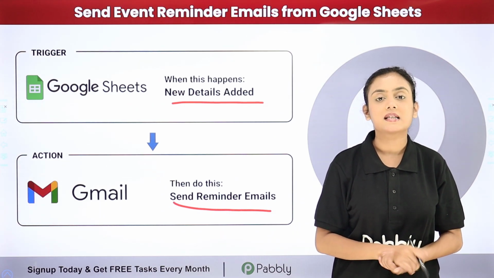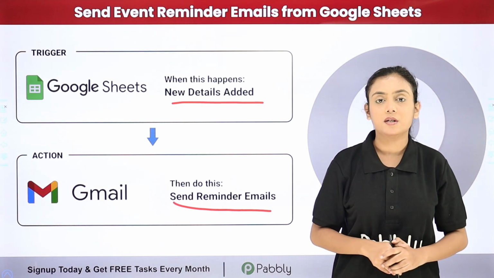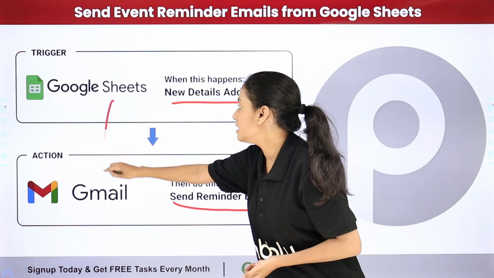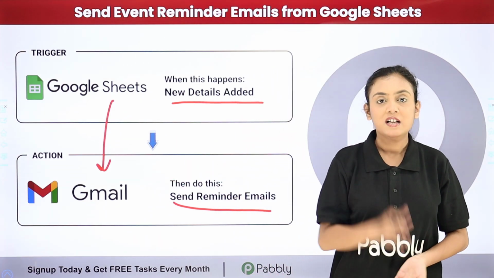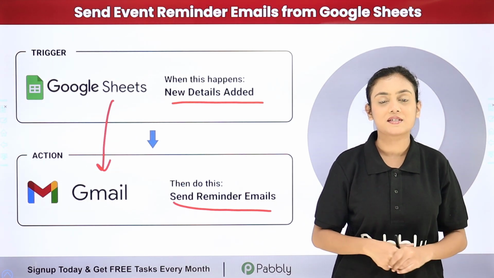So what I did was I simply created an automation with Pabbly Connect, which is an amazing automation and integration software, and I have created the automation between Google Sheets and Gmail with the help of it. So if you want to learn about this amazing automation, then let me take you all to my screen.